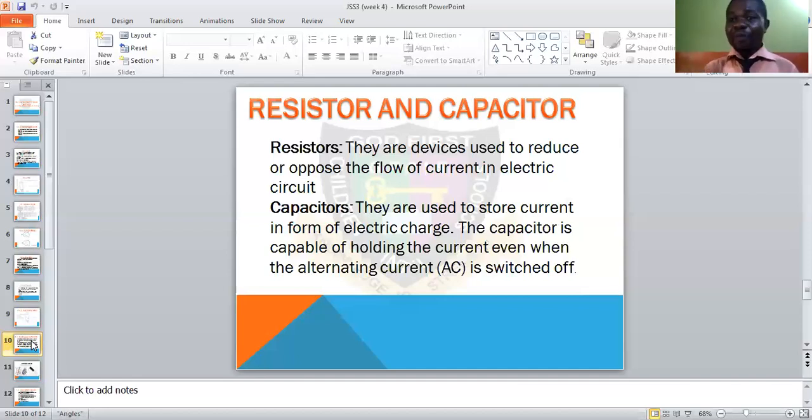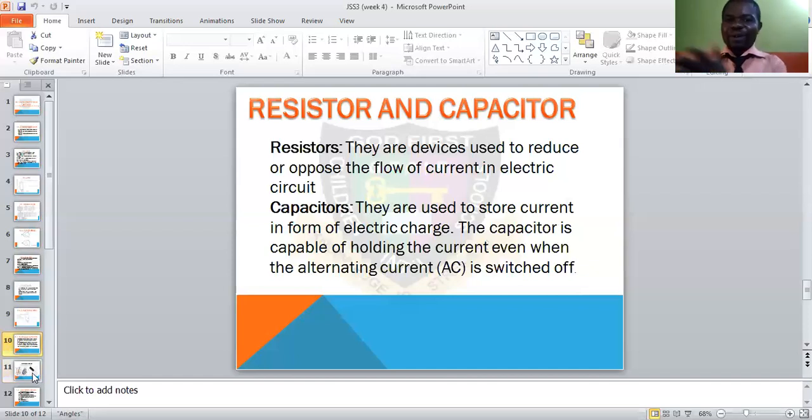Even I give the example of your touch light. We are also seeing some radios that use capacitors to function. You store energy in them while there's light, and when there's no NEPA, you can switch them on and be using them. You do not put in a battery, you use that. That is the work of the capacitor.